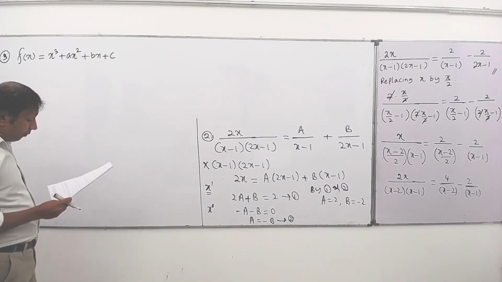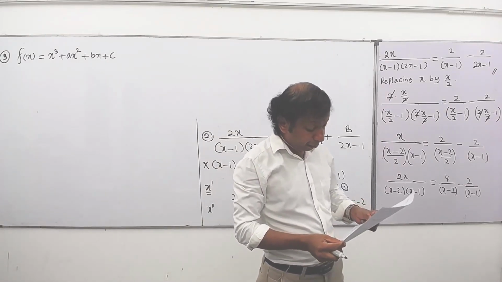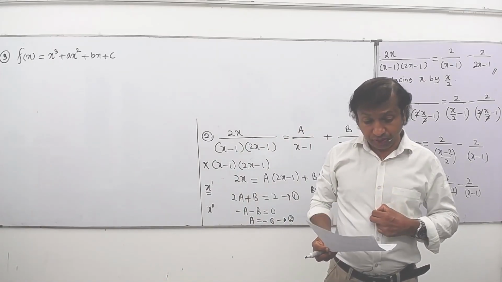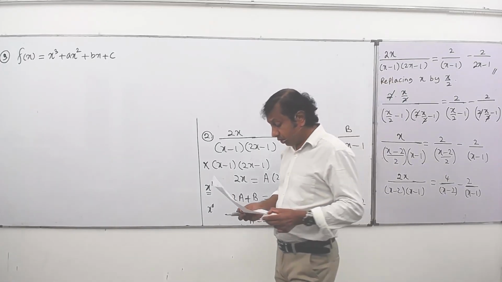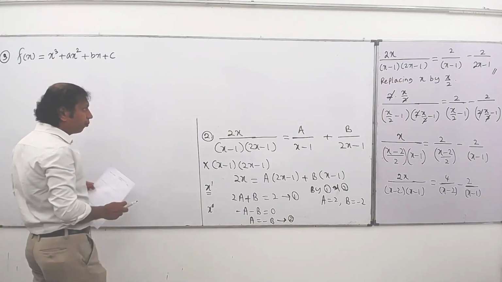It is given that x minus 1 squared is a factor of f(x). x minus 1 squared is a factor of f(x), right? And the graph of y equals f(x) cuts the y-axis at 2. What is meant by this?